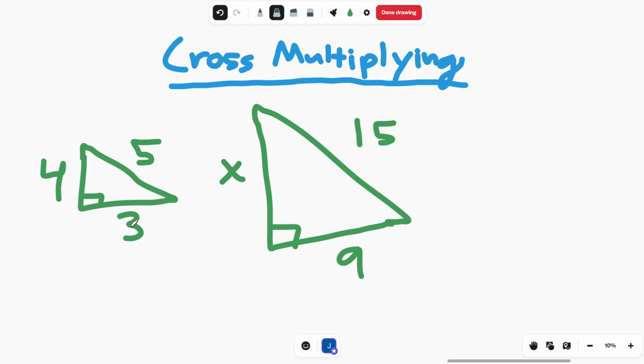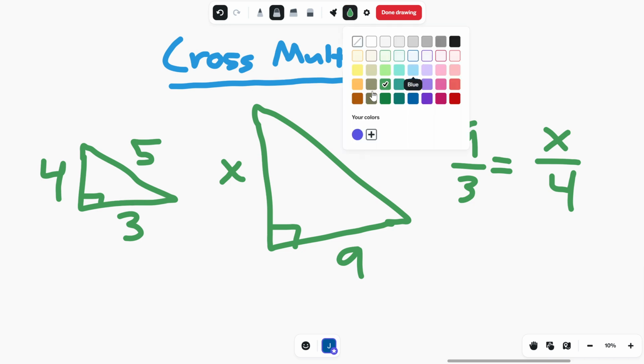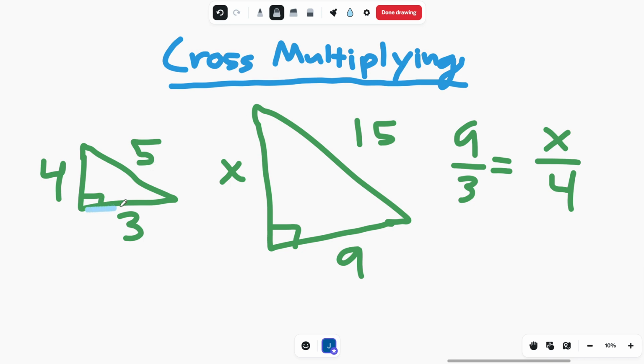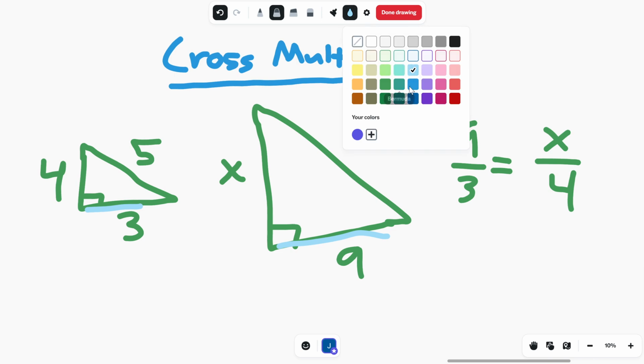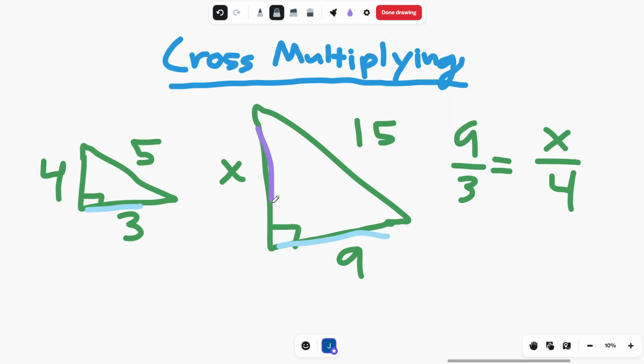So just as we have a 3 right here and a 9 right here, we would say 9 over 3 is equal to x over 4. So why I did this, it was because we are matching this side to this side, and then we are matching this side to this side.